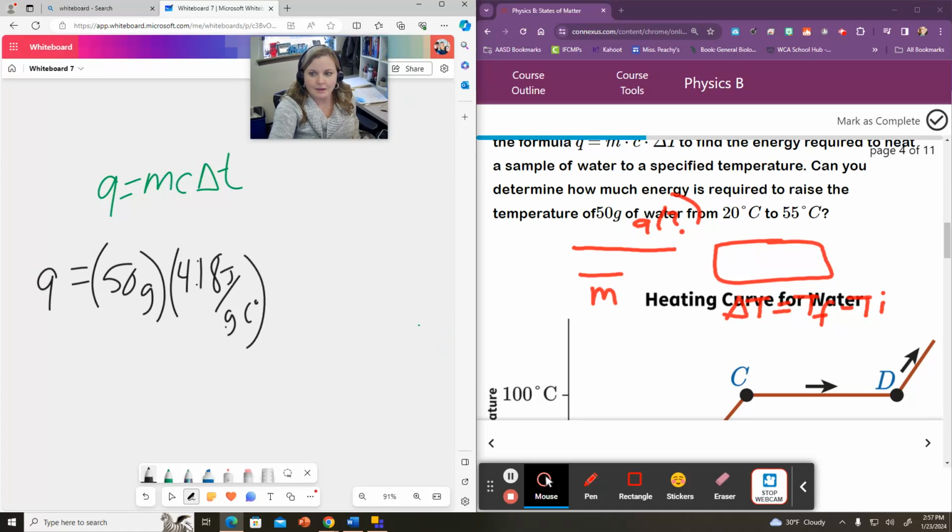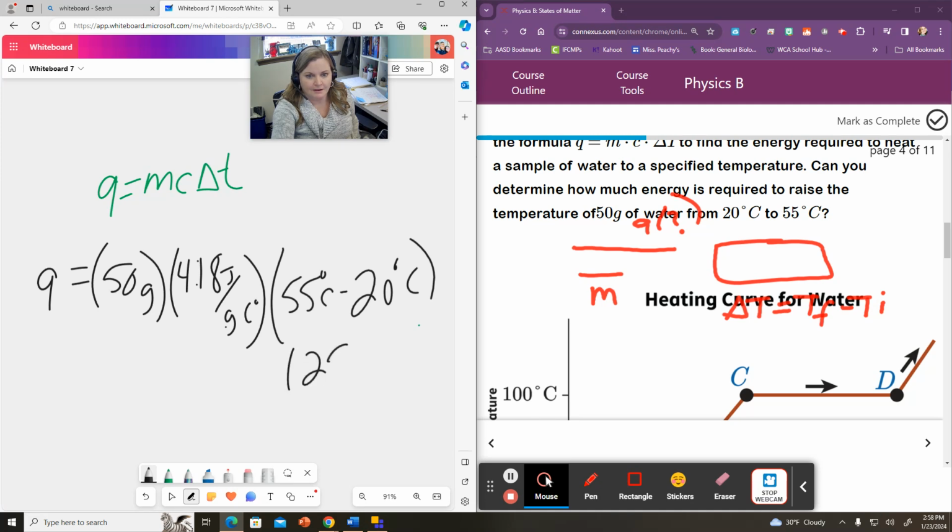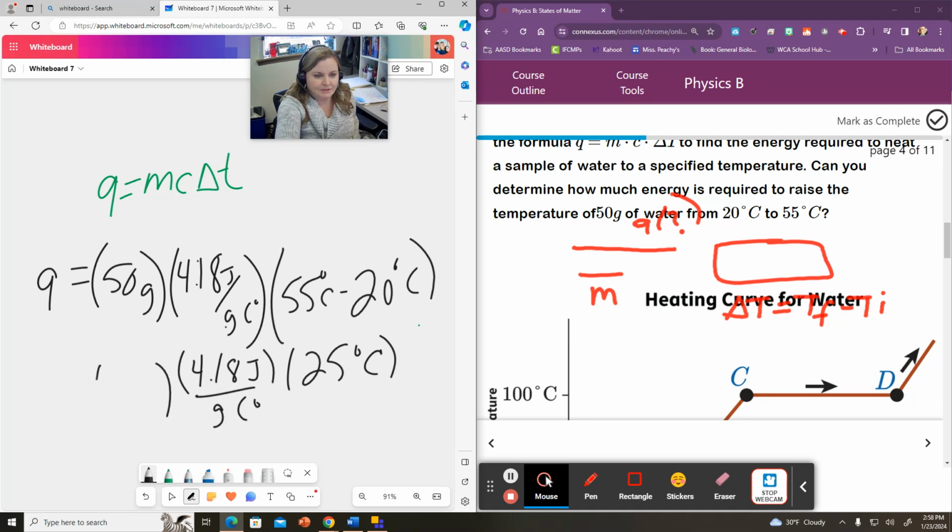Okay. And then we also need delta T. So delta T was 55 minus 20. Okay. So first thing I'm going to do is just solve what's in parentheses. So 55 minus 20 is 25. So take 25 degrees Celsius here. Multiply that times that 4.18 joules per gram Celsius degree, and then multiply that times the 50 grams.